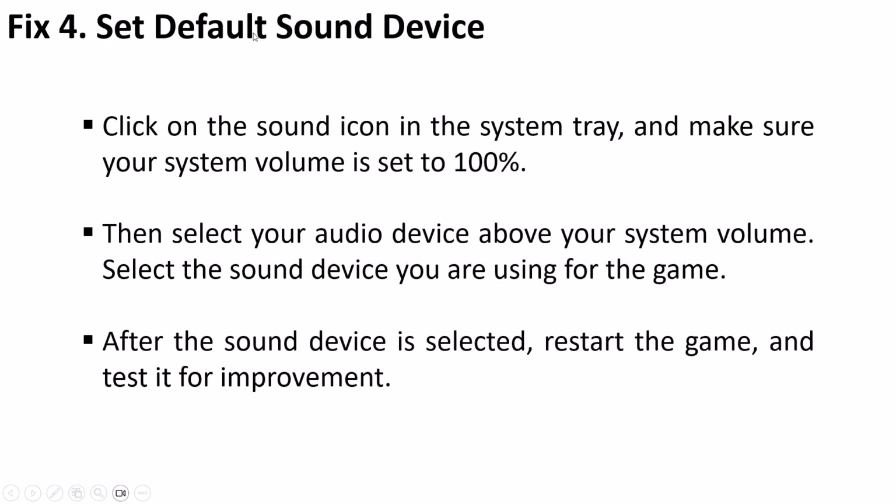Fix 4 is to set default sound device. So click on the sound icon in the system tray and make sure your system volume is set to 100%. Then select your audio device above your system volume. Select the sound device you're using for the game. After the sound device is selected, restart the game and then check if your problem is solved or not.